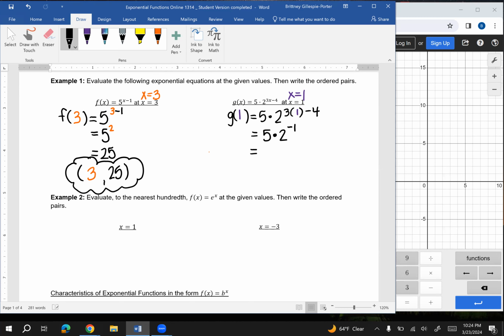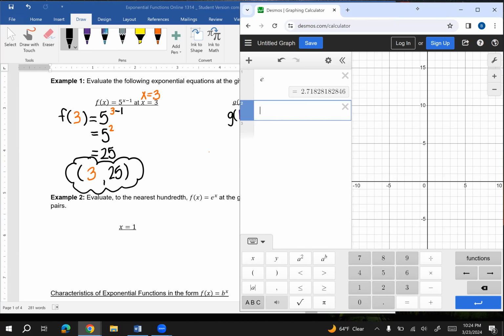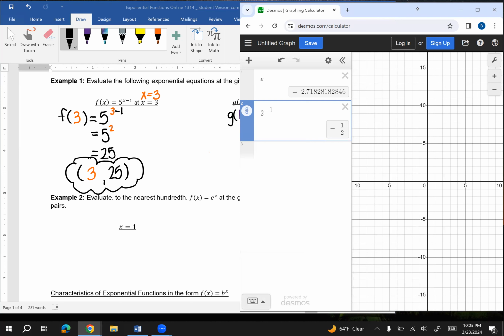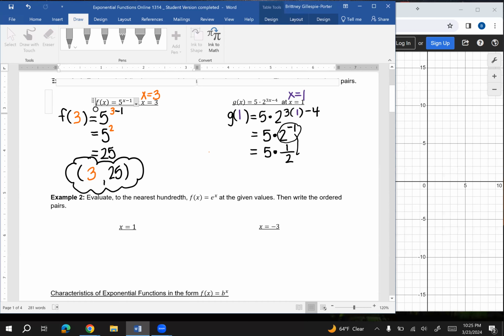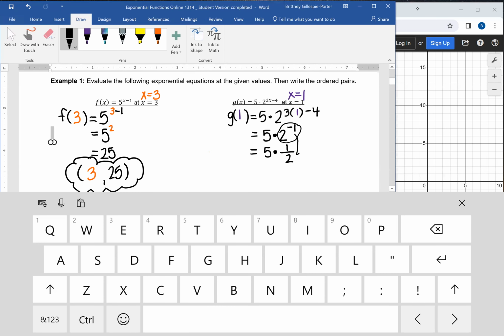Remember, we can rewrite that as 5 times 1 all over 2, because we would move the 2 to the negative 1 to the bottom to get it to be a positive exponent. Otherwise, if you did 2 to the negative 1 in your calculator and converted to a fraction, you would get the 1/2 that we were just discussing. And 5 times 1/2 does get us 5/2.